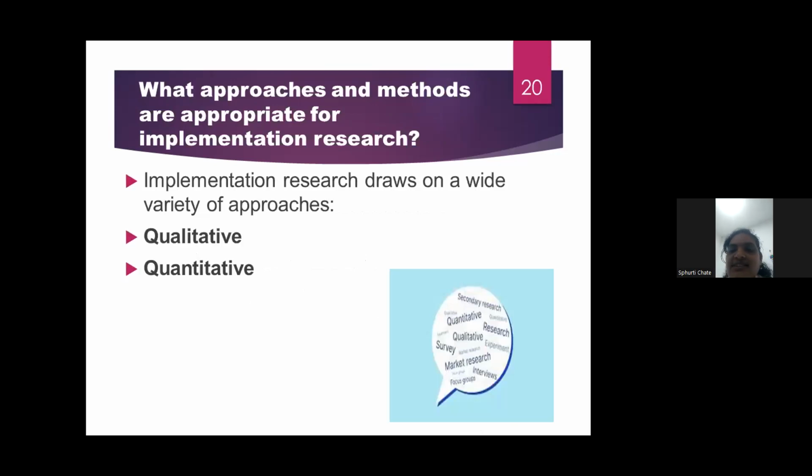Now next slide is about what approaches and methods are appropriate for implementation research. It involves a wide variety of approaches. So qualitative methods, quantitative methods, any of the mixed method researches can be used.